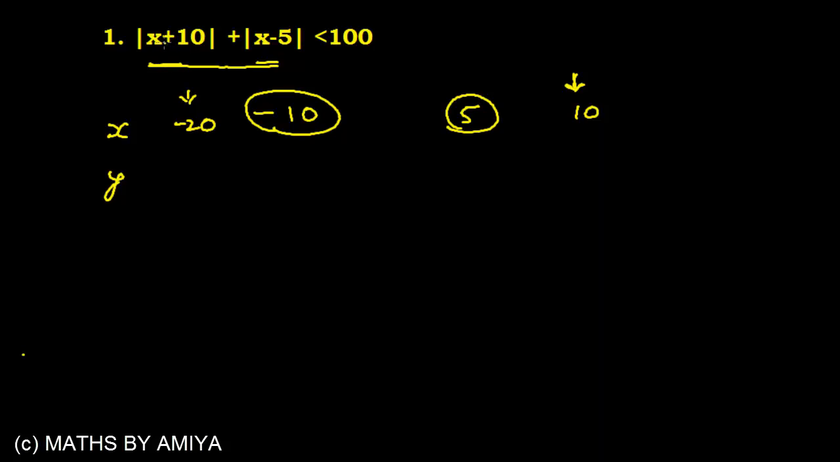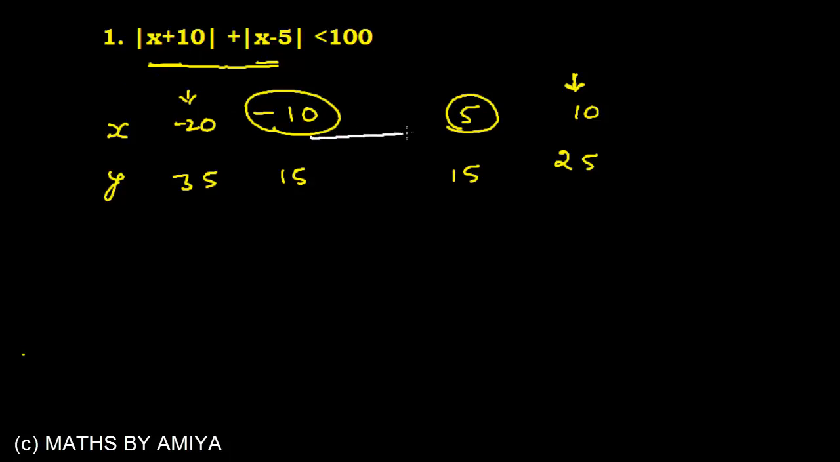For the minus 20 we have 10, minus 25 is nothing but 35. For the minus 10 it's a 0 and we have 15. For the 5 it's a 0, we have 15. For the 10 it's 20 and it's a 5 is 25. So we have all values. I hope this one is clear.